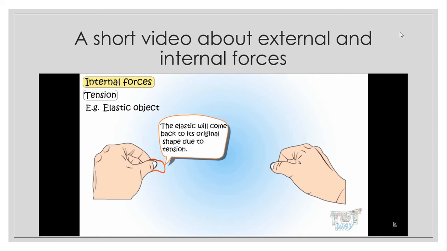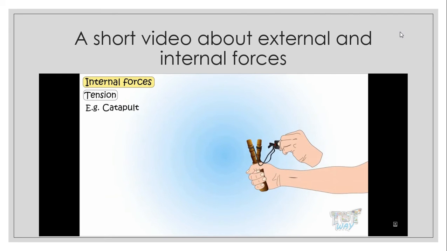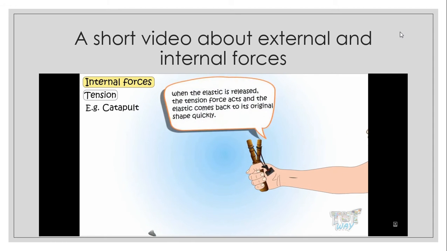One very good application of this tension force is the catapult. A stone or anything is placed in the catapult, and the elastic strings are stretched as far as possible. It produces tension in the elastic strings due to their elongation. And when the elastic string is released, the tension force acts, and the elastic comes back to its original shape quickly, and the object goes far with speed.